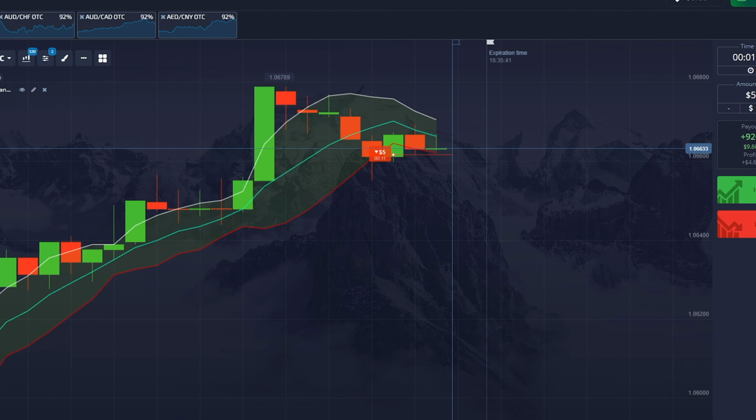And another successful trade. I enjoy trading immensely. It's the fastest way to get returns.